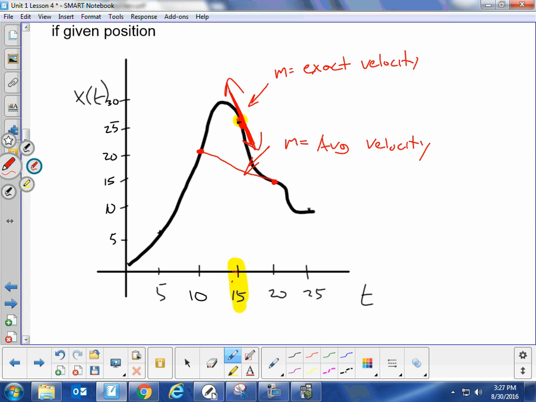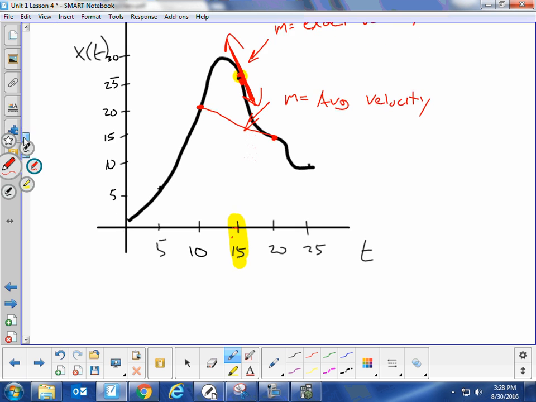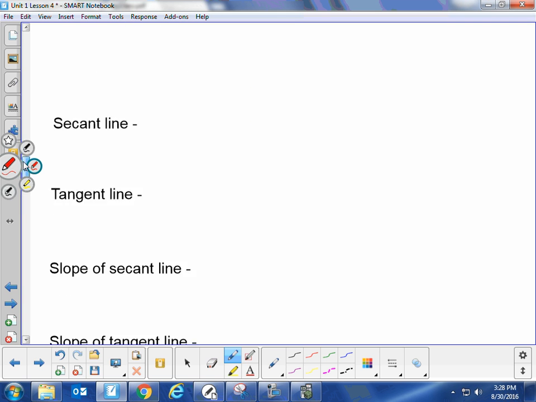I took 2 points that gave me average velocity, and I brought them infinitely close together around a specific location to then be able to see exactly how fast I'm moving. Does this make sense? This is the basics of what a derivative is. Derivatives you've probably heard of before. We talk about derivatives a lot in this class.